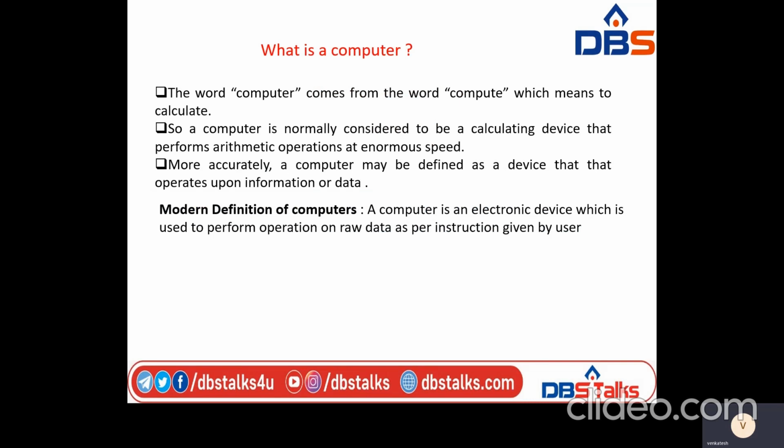Generally there are so many abbreviations of computer. One of the abbreviations is commonly operated machine, particularly used in technical and educational research. Or we can say one more abbreviation is commonly operated machine, particularly used for training, education and research. So computer is normally considered to be a calculating device. If we want to calculate something, then we use the computer, either an arithmetic operation, meaning addition or subtraction.